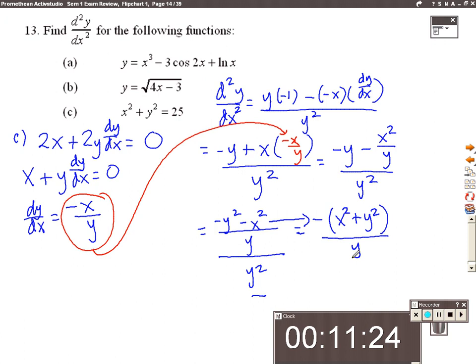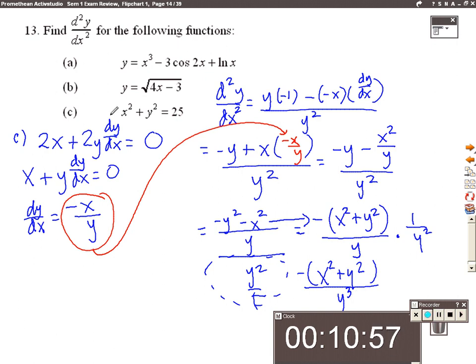I'm dividing by y squared. That's y squared over 1, so that's the same thing as multiplying by 1 over y squared. So that's x squared plus y squared with a negative out front over y cubed. Now this is a little trick. It's not really a trick at all, but it's just a substitution.